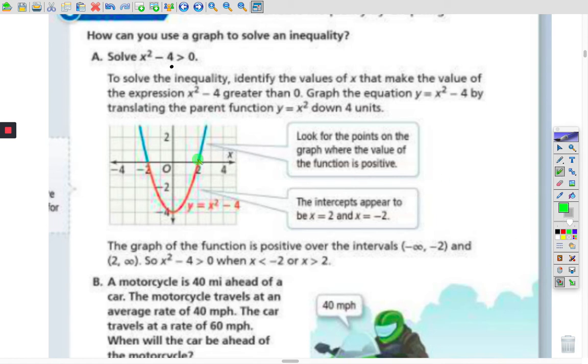So when they're greater than 0, do you see how they did that? Because it said greater than 0 right here. And the intercepts appear to be at x is equal to 2 and x is equal to negative 2. The graph of the function is positive over the intervals negative infinity to negative 2, so that's the left side, and 2 to positive infinity. So x squared minus 4 is greater than 0 when x is less than negative 2, that tells us right here, because it's all the values less than negative 2, or when x is greater than 2.